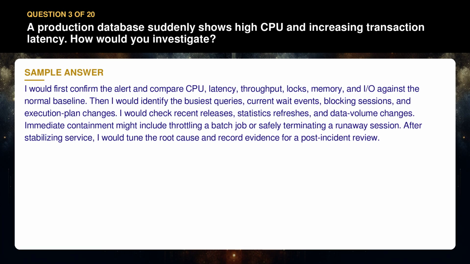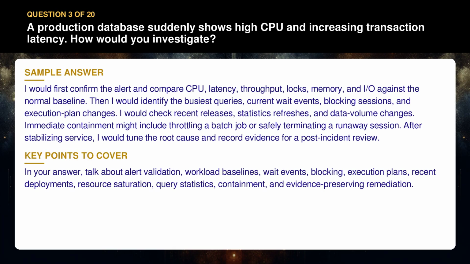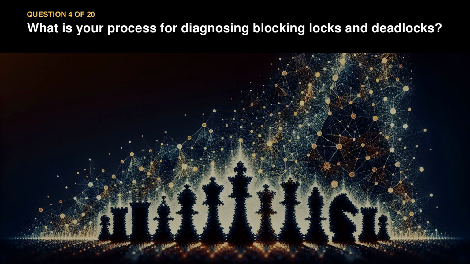Immediate containment might include throttling a batch job or safely terminating a runaway session. After stabilizing service, I would tune the root cause and record evidence for a post-incident review. In your answer, talk about alert validation, workload baselines, wait events, blocking, execution plans, recent deployments, resource saturation, query statistics, containment, and evidence-preserving remediation.